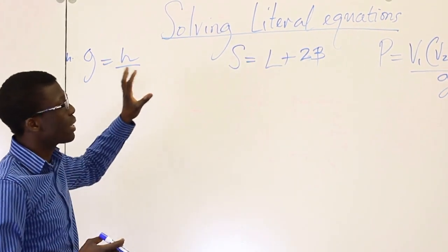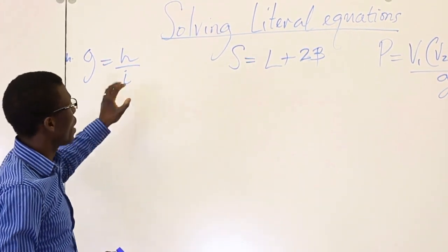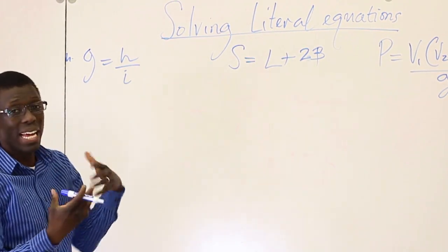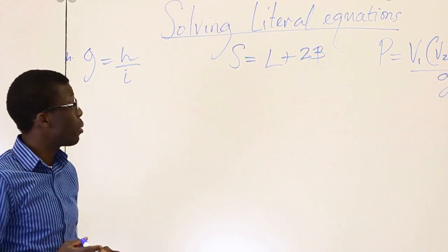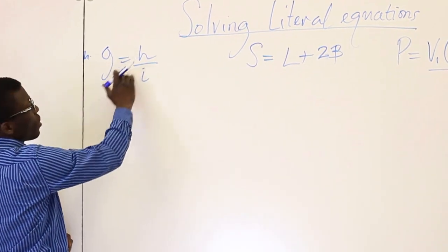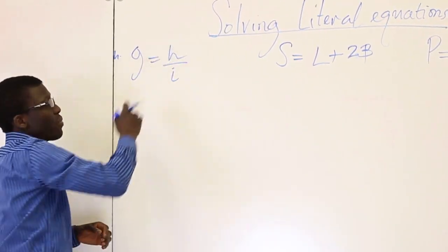So we're looking at solving literal equations. When you have three equations here, they have letters in them, there are several variables, and you're trying to isolate a specific variable. So in the first one, g is equal to h over i. Let's say we're solving for h.